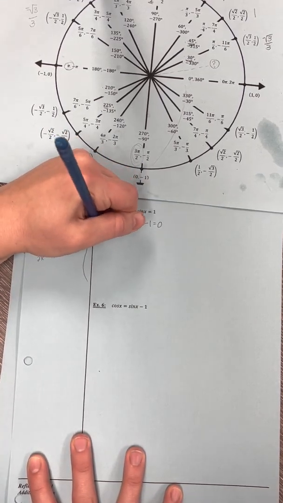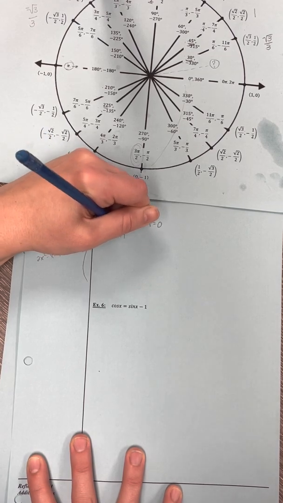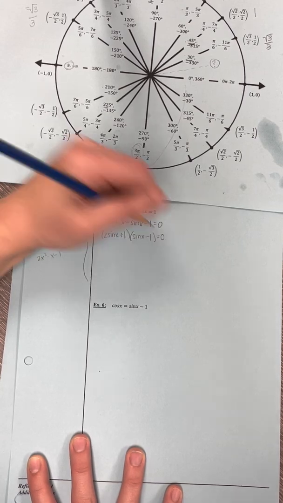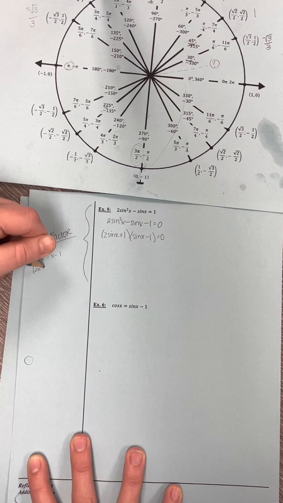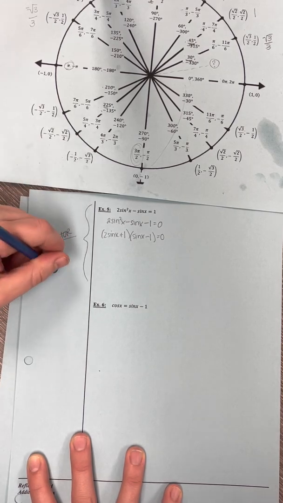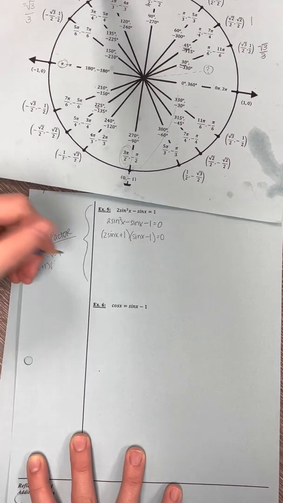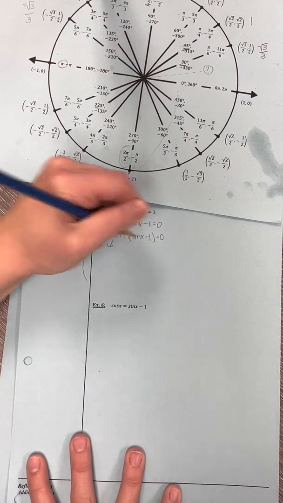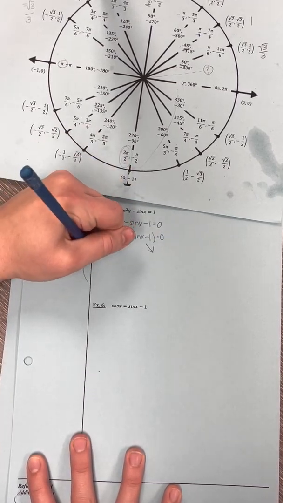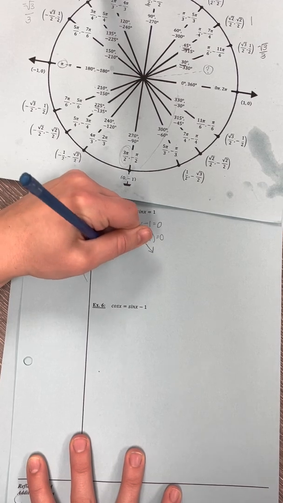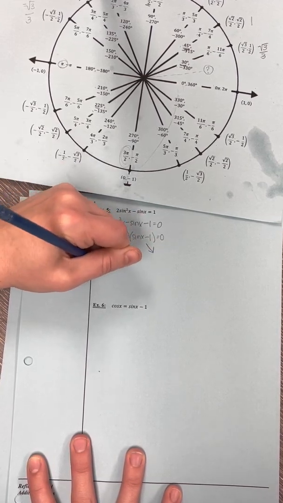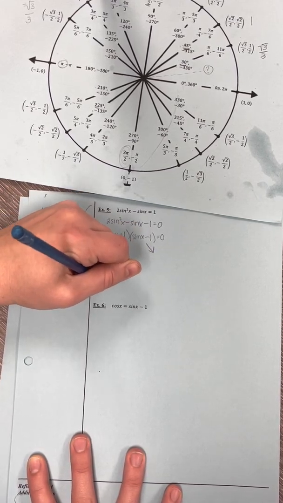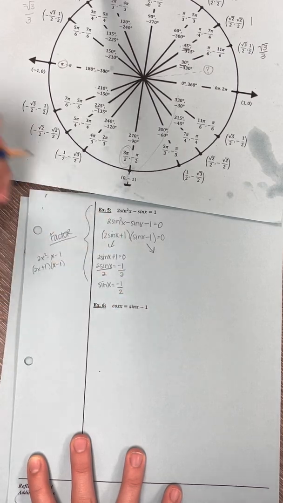So once we do that, we'll have 2 sine x plus 1 times sine x minus 1 is equal to 0, because when we factor this, we'd get 2x plus 1 and then x minus 1. Okay, and we will solve them separately. We have 2 sine x plus 1 equals 0, so we have 2 sine x is equal to -1, divide by 2, sine x is equal to -1 over 2.